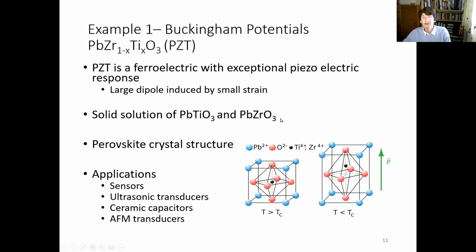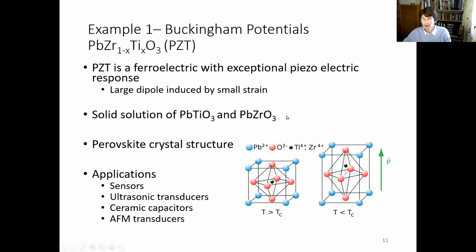And because they're such an important technological material, it's quite important to be able to model them. But the challenge is that trying to do this with DFT when it's a random solid solution is very challenging. You need very large unit cells. So what you actually want is a very good interatomic potential that represents these materials so you can do classical simulations with it.